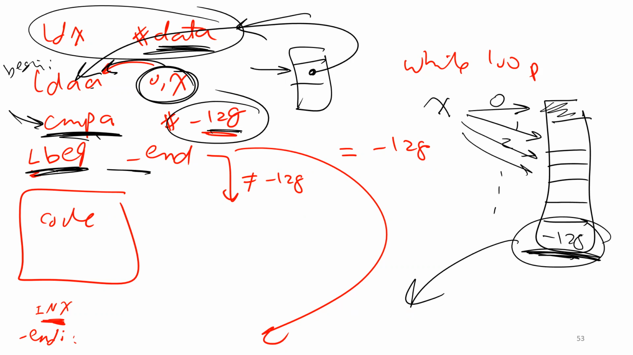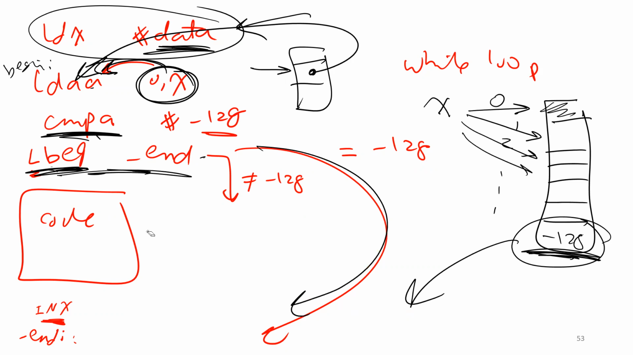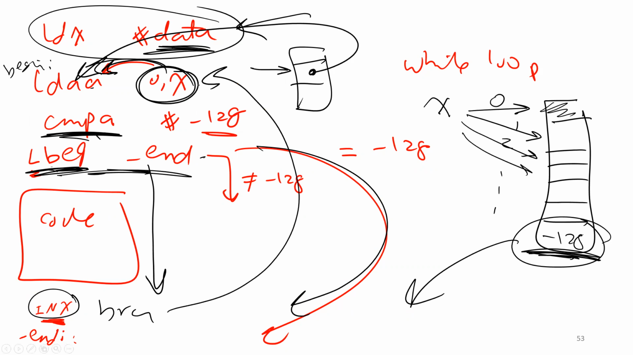Because I'm going to compare to -128. If I want to compare to 0, I don't need it, because this one is going to clear if it is 0. Anyway, here I have to use compare. If it is equal, that means it's already the delimiter, so I have to leave, I have to go outside. Otherwise, I have to come here, increment X, and then branch to begin again to try again.